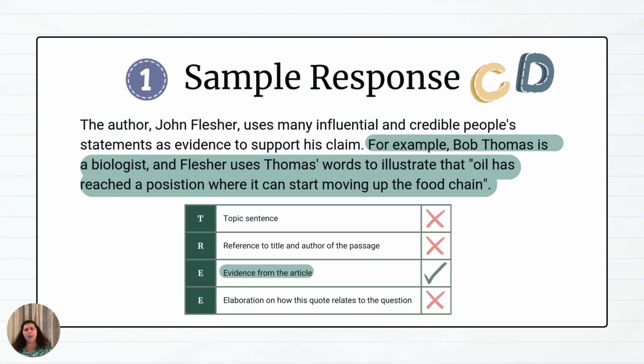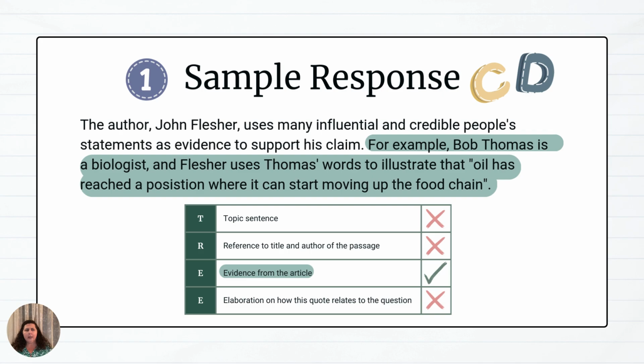Now, I was thrilled when I got this revision from the student because I was able to see that out of the TREE method, they got at least one of the E's, which was evidence from the article. Now, I will say my student did try to convince me that that first sentence is a topic sentence.